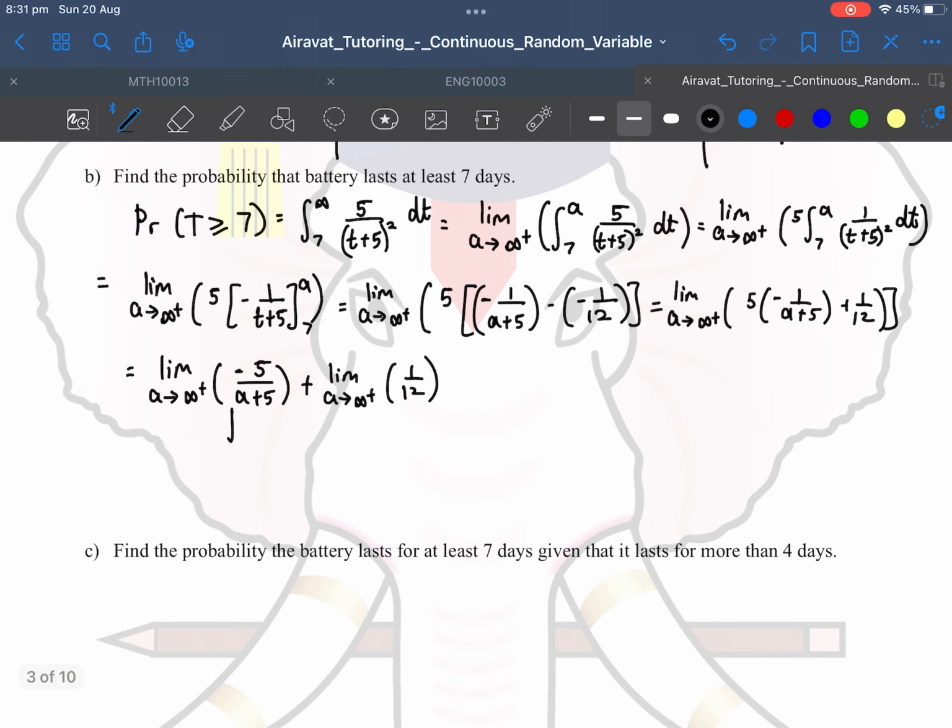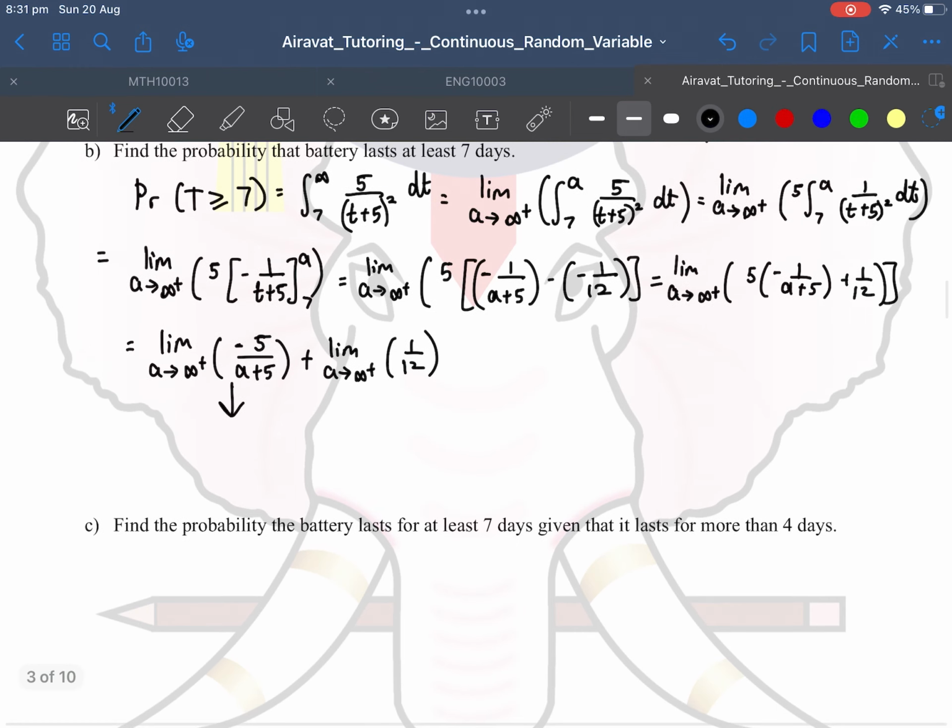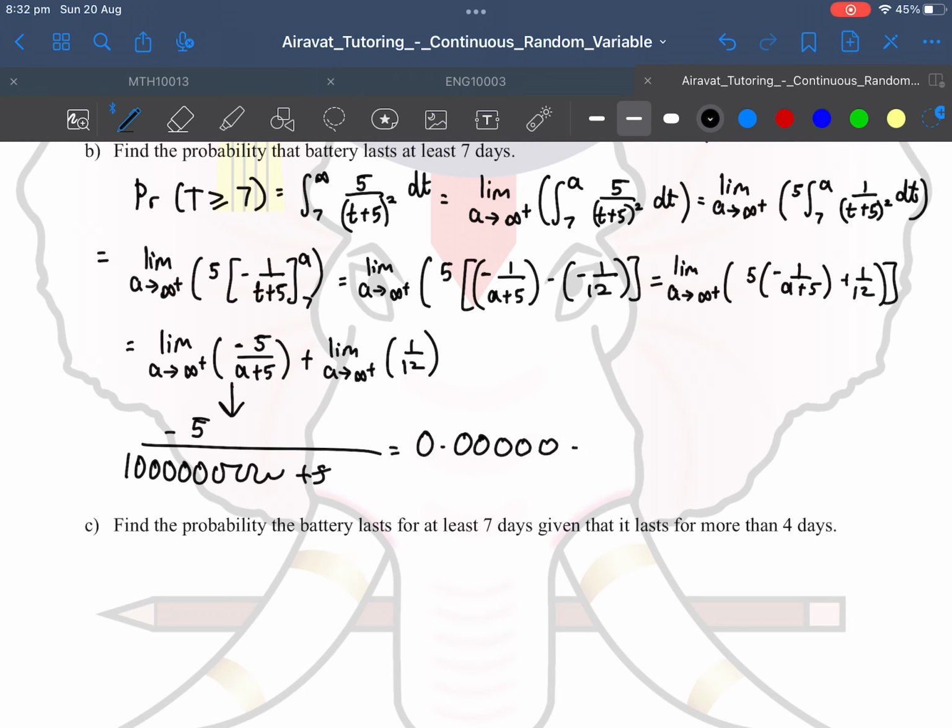Now again, this fraction is just going to evaluate to become 0. Why is that? Because let's say I substitute a as really big numbers, so 1 0 0 0 0 0 0 0 0 plus 5. Now as I increase a, this fraction is slowly just going to be 0.0000000 something something, right? So as I increase a, this fraction is slowly going to approach 0. So as a tends to positive infinity, this entire fraction tends to 0.